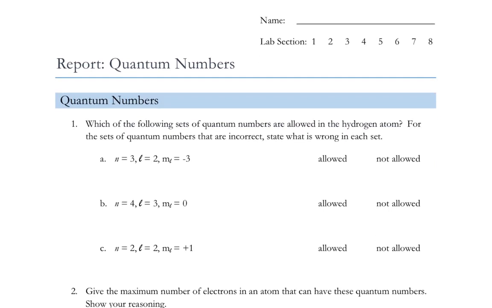So our first problem is to decide, given 3 quantum numbers, do they agree with each other limitation-wise? So review the rules again for what values n can take on, what values L can take on given a certain n, what values M sub L can take on given a certain L, and decide whether those 3, like A here, n=3, L=2, M sub L=3, whether those 3 are allowed together or if there's some violation in the limitations. Okay, so do the same for B and C.